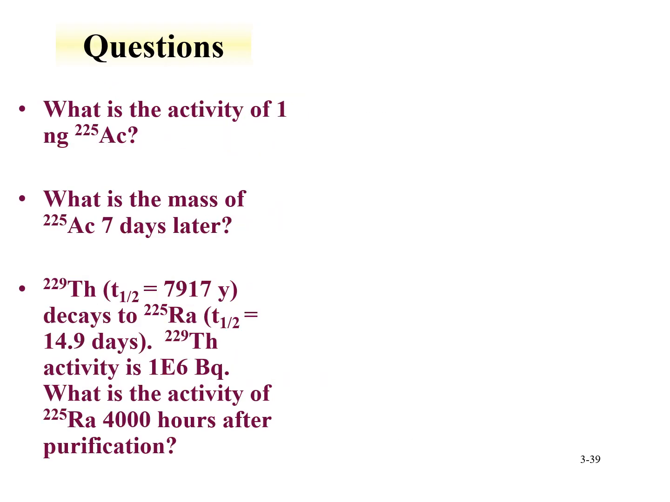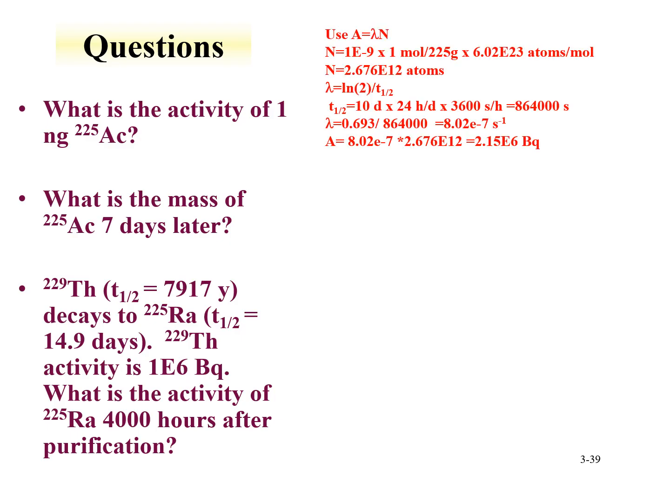Some other questions you should be able to answer. What's the activity of a nanogram of a certain isotope, in this case actinium-225? The main equation to use: activity equals lambda N. So now we need to solve for N for 1 nanogram of actinium-225.